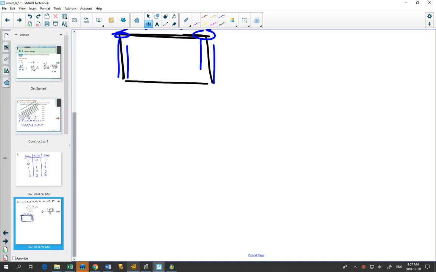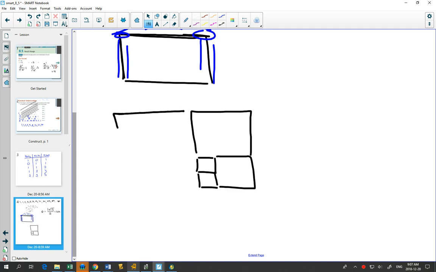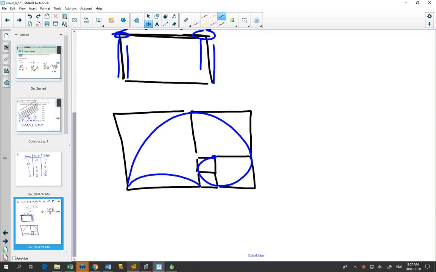Because if you were to take your Fibonacci numbers and you would draw a square that's 1 by 1 and add another square that's 1 by 1, and then you could draw a 2 by 2 square, and then a 3 by 3 square, and then a 5 by 5 square. If you start in the corners of your square, that is the curvature of a snail.